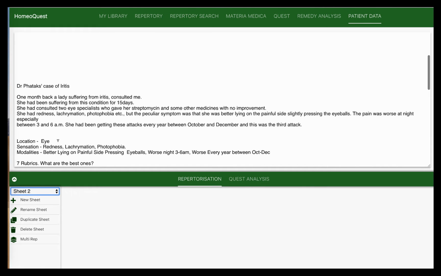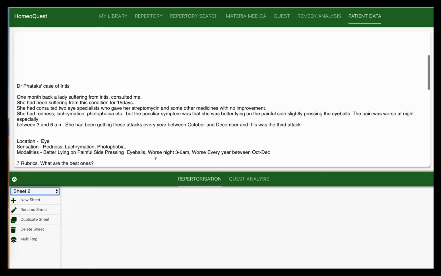we have a location, which is the eye, or probably iris. We have a sensation, there is red, inflamed state, there is lacrimation, there is photophobia. And then we have modalities, better lying on the painful side, pressing the eyeballs, worse at night, 3 to 6 a.m., and worse every year between October and December, right? Now, if you take them all together, you have about 7 rubrics that will come up. You'll have a location, you'll have 3 sensations, and again, 3 modalities, right? The question is, which are the best ones?